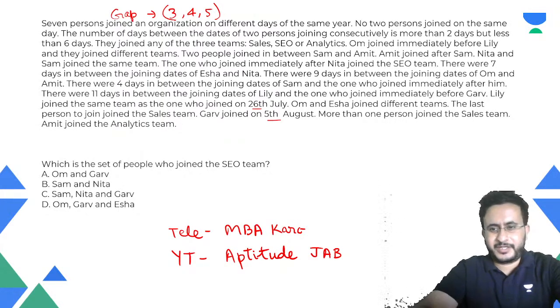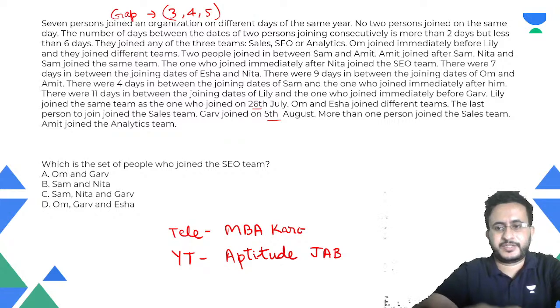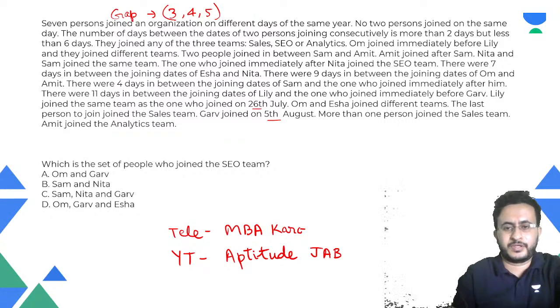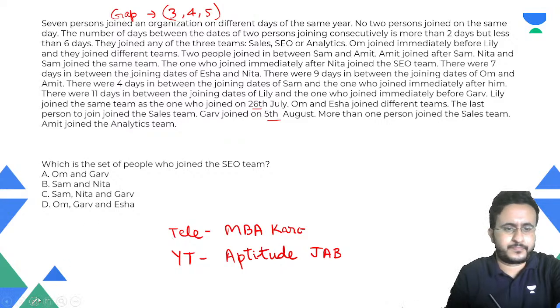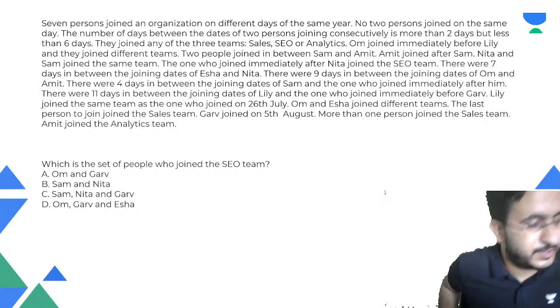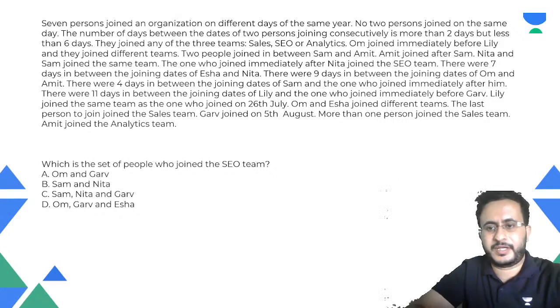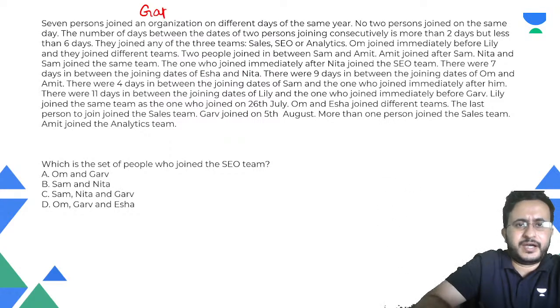All right, so let us start solving this. I don't know how many of you have solved this. Okay, let's start. It is saying that there are 7 people. Now remember, the gap is either 3 days, 4 days, or 5 days.